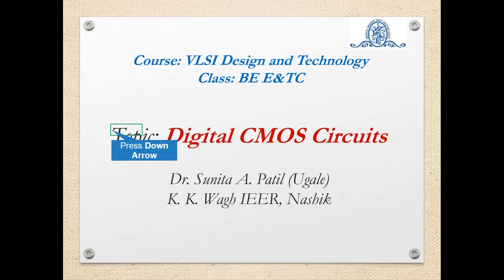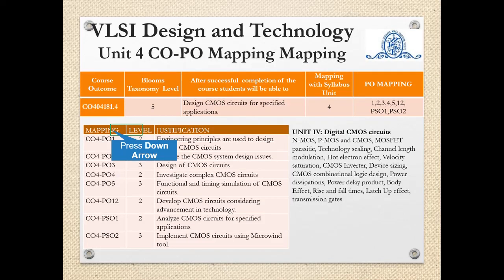This is the fourth unit of the course VLSI Design and Technology for the class B ENTC. For this unit, the CO, that is the course outcome, is defined as design CMOS circuits for specified applications. The Bloom's taxonomy level for this is 5.